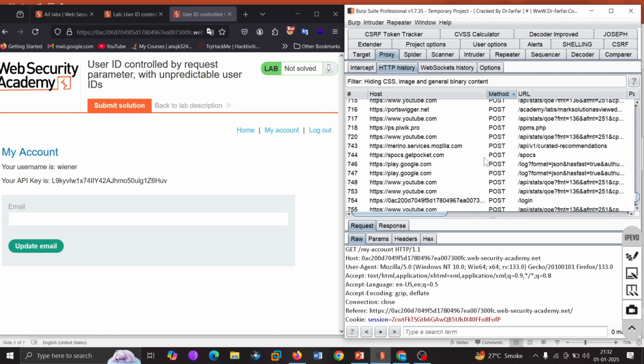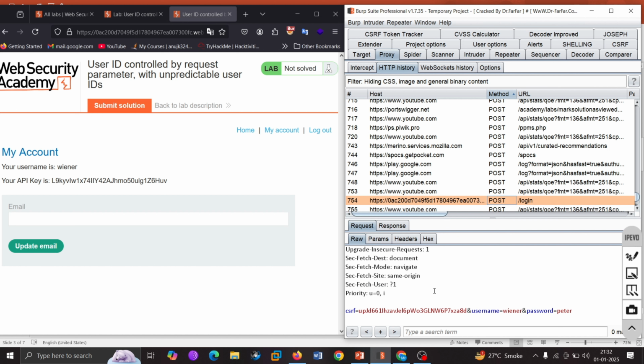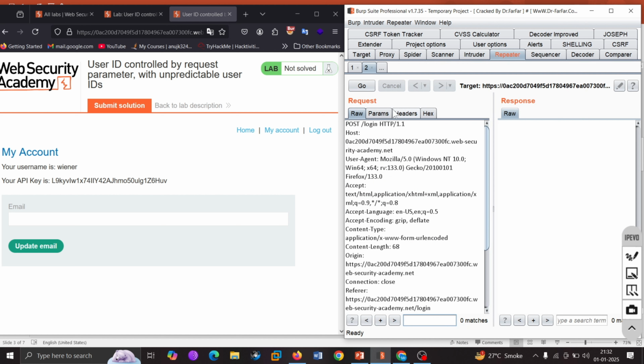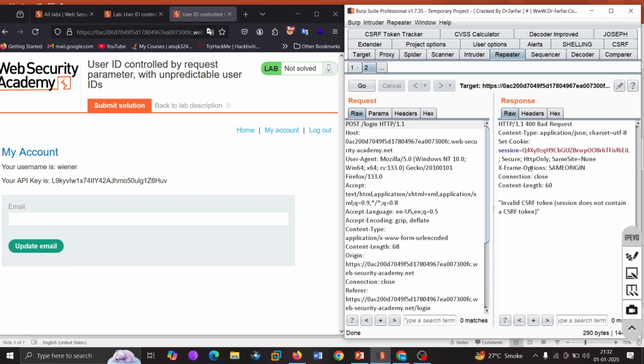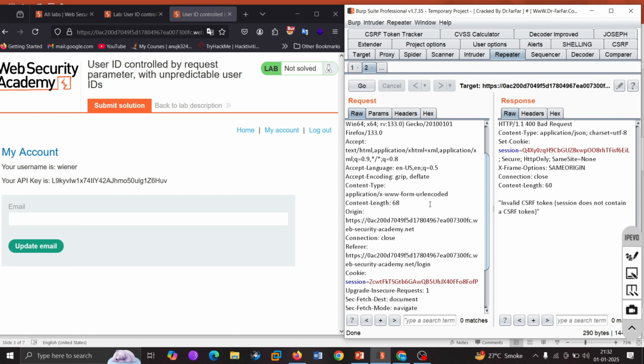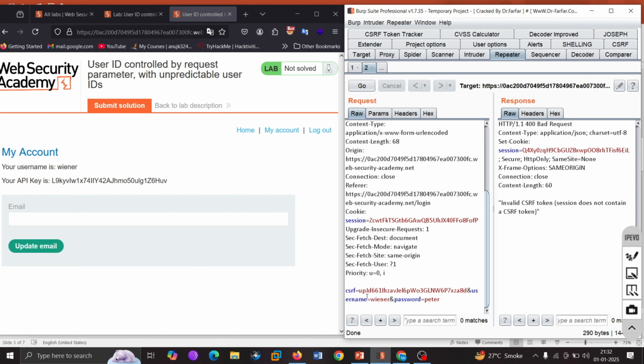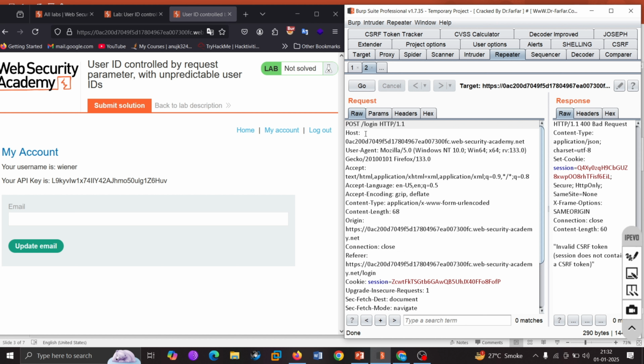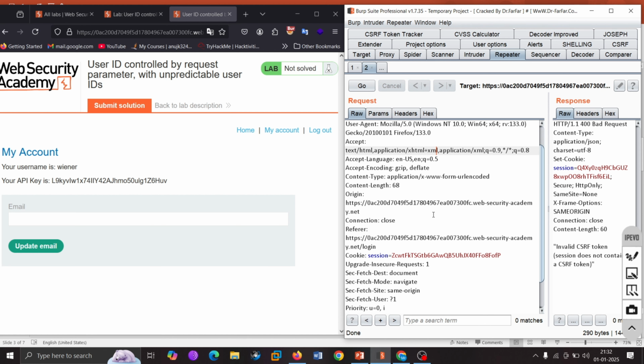I need to just look for the POST request, like login. Yeah, this should be the request, right? Let's send it to the repeater. We got the session ID, right? CSRF tokens are implemented. That's fine, no worries. What we have to look for over here, we can see the host API ID, right? This is the API for that, right? You can see it. Just a moment.